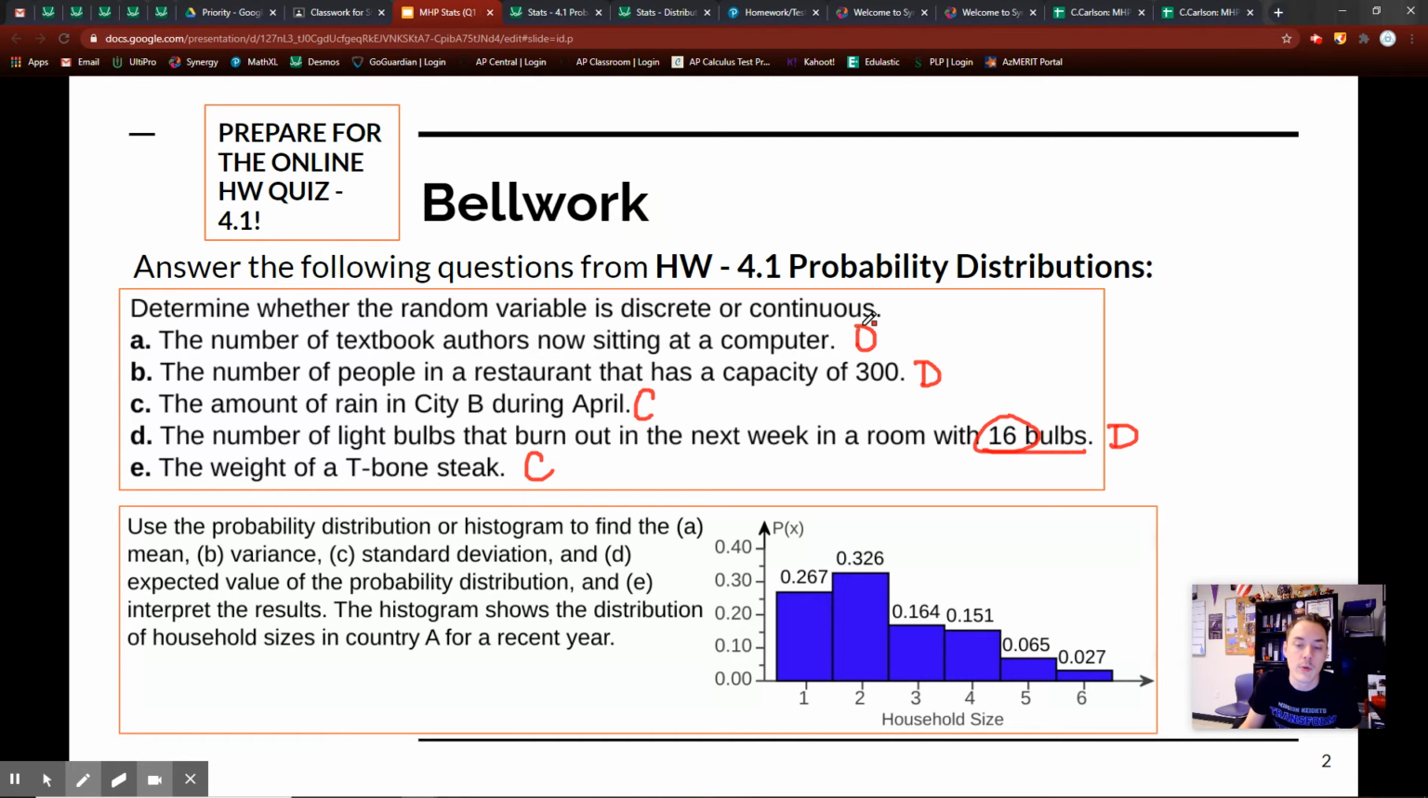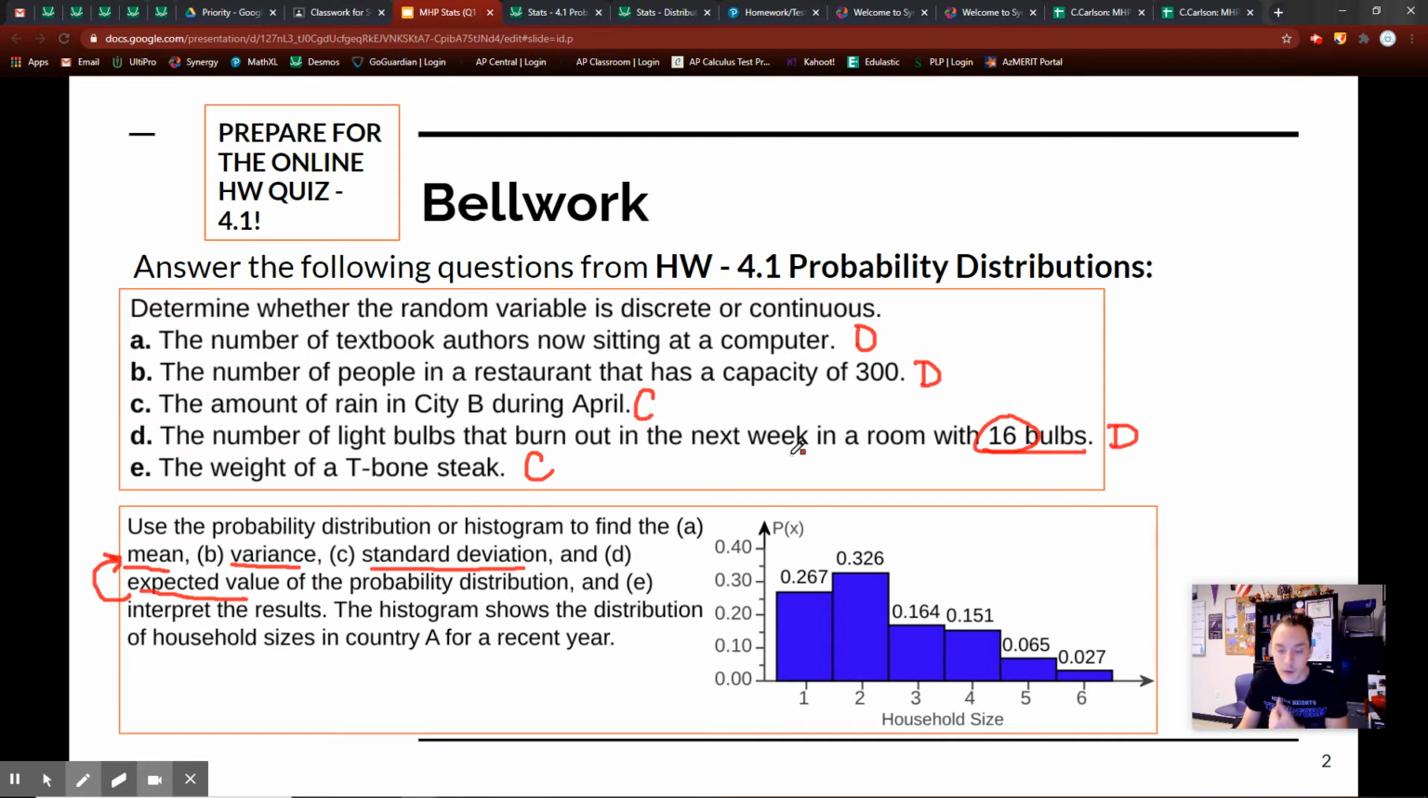It's that simple when you go through each one of these and figure out whether or not it's continuous or discrete. Now, this second one, it has a lot of parts, so try to keep up. A is going to be the mean. Then it's going to ask for the variance, standard deviation. It's going to ask for the expected value, which is the same thing as the mean. And then it's going to interpret the results.